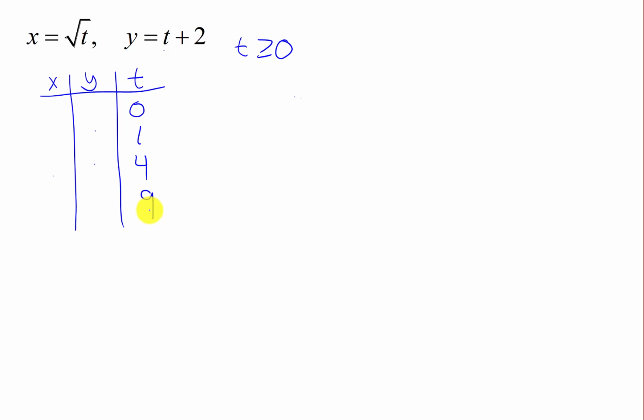All right, so I'm going to put 0 in for t. Square root of 0 is 0. Putting 0 in for t in the y's equation, 0 plus 2 is 2. So I'm going to plot these on the graph as I go. Okay, so 0 and 2 is a point on the graph.